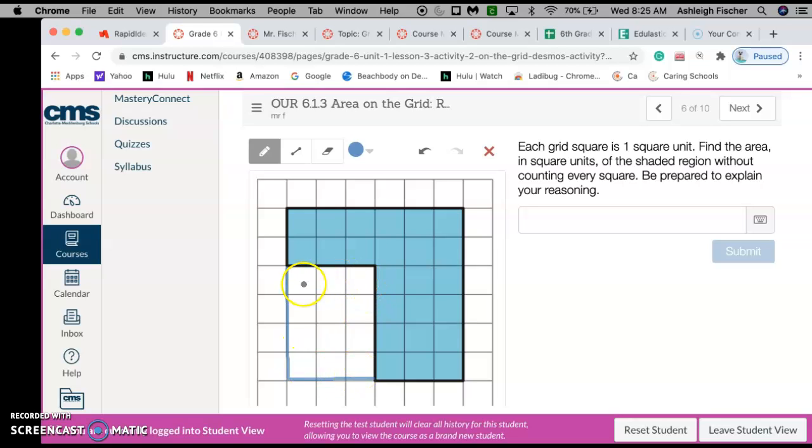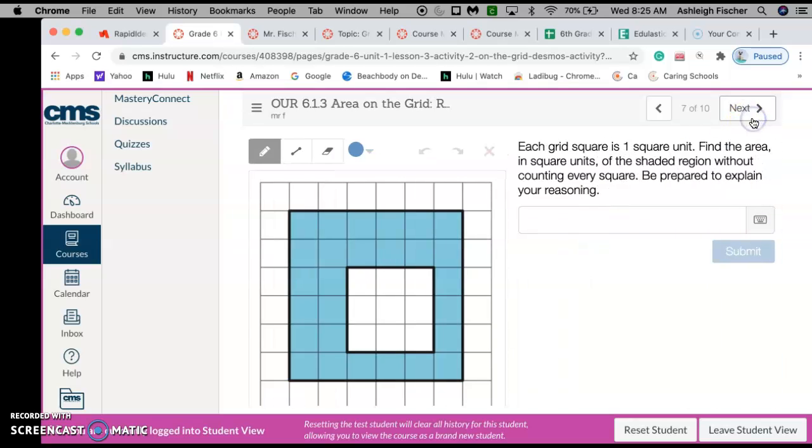36 minus 12. This would be 12 here. So I subtract the 12. I still get 24. So regardless of how you attack these, the area is not going to change.